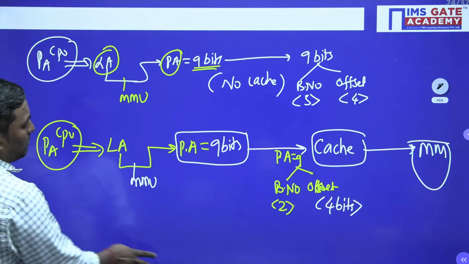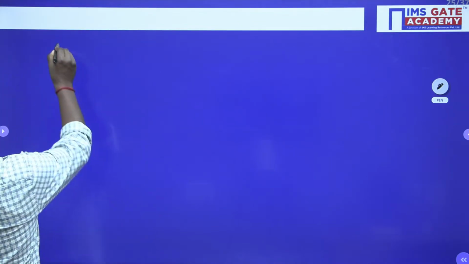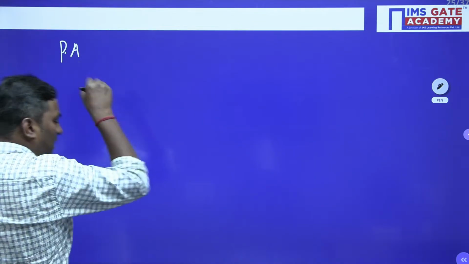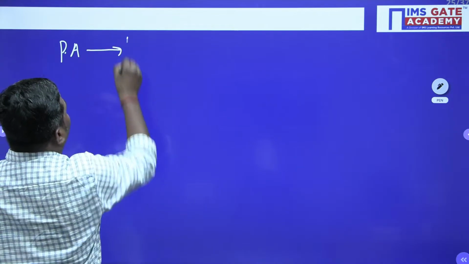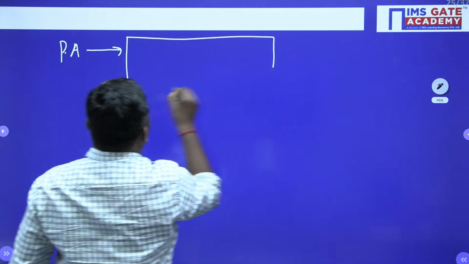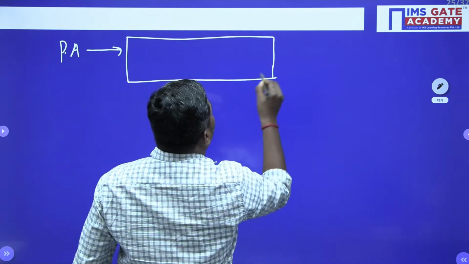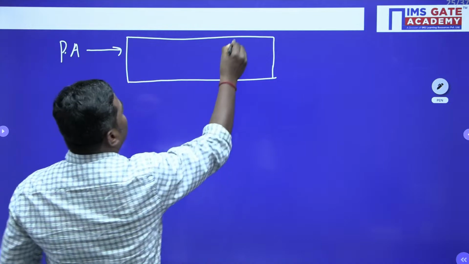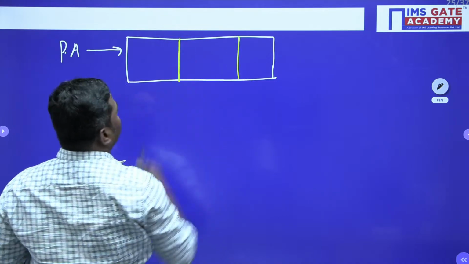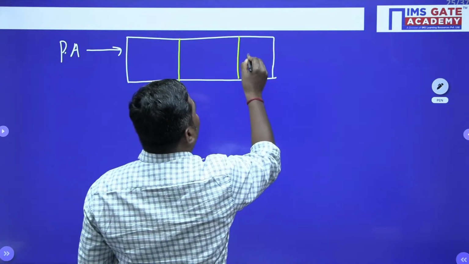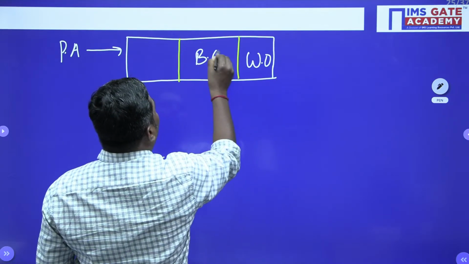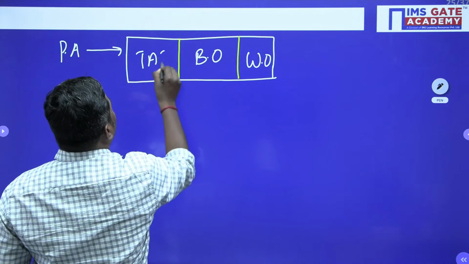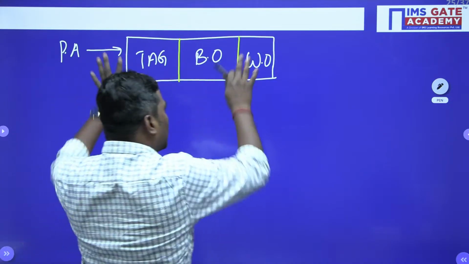Now please understand, I am concluding. The physical address under direct mapping, to search the block number within a cache, is divided into 3 parts. Rightmost one we call word offset. The middle one we call block offset. The last one is the tag bits. We will understand the meaning here.